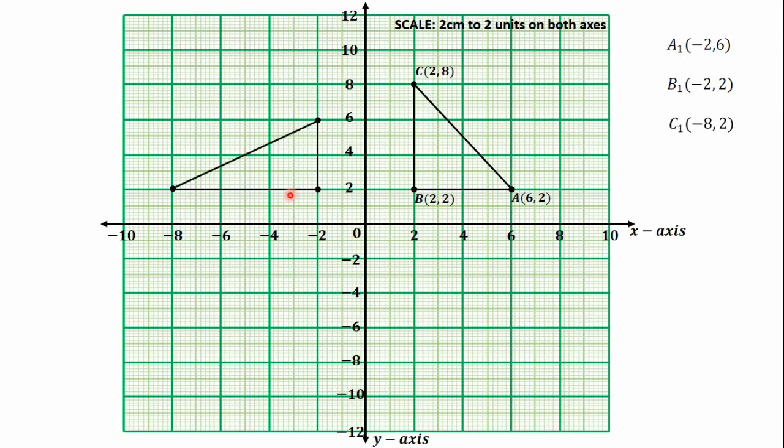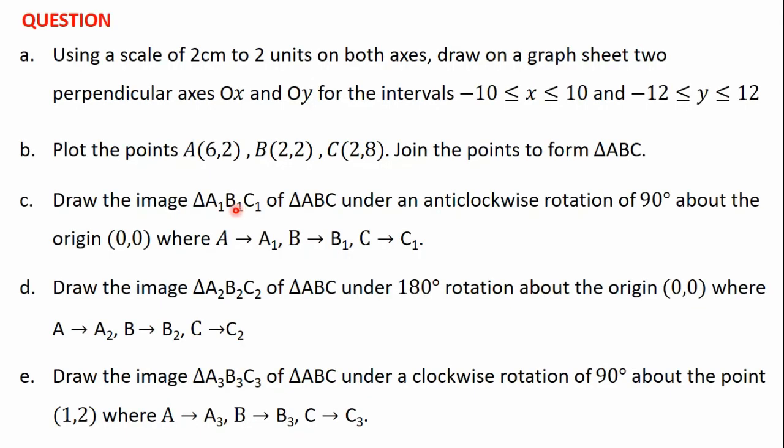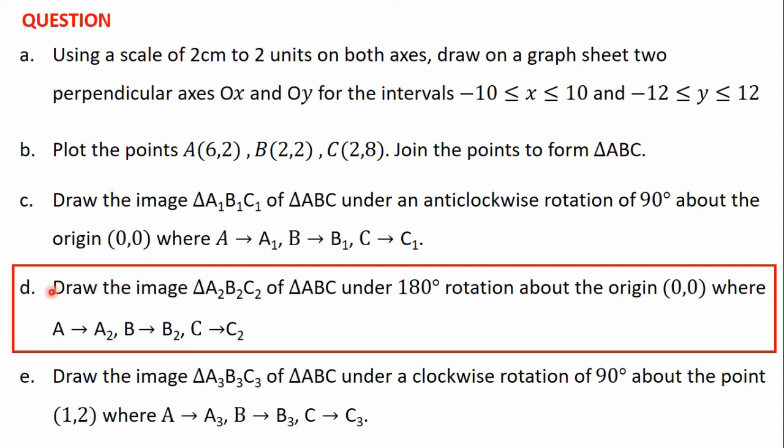We can now join them to get the triangle A1, B1, C1, which is the image of triangle ABC after it has been rotated through a 90 degrees angle in the anti-clockwise direction. After that, we write the coordinates of the points against it. So this is point A1 with coordinates minus 2, 6. This is point B1 with coordinates minus 2, 2. And this is point C1 with coordinates minus 8, 2. So we are now done with the C part of our question. Let's move on to the next part, which is the D part.